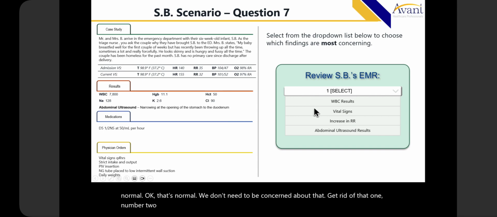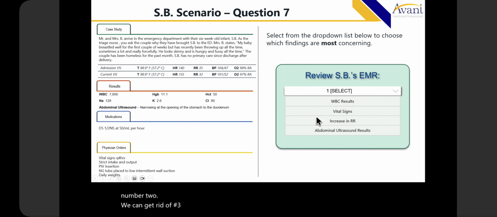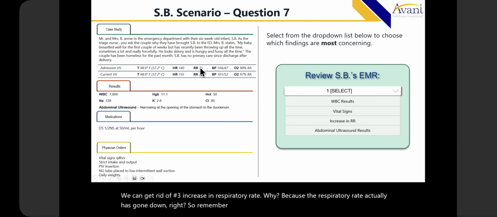We can get rid of number 3, increase in respiratory rate. Why? Because the respiratory rate actually has gone down, right? So remember, when they came into the emergency department, the respiratory rate was 35, and now our updated vital signs, the respiratory rate is 32. So we can get rid of that. That leaves us with vital signs and abdominal ultrasound results.